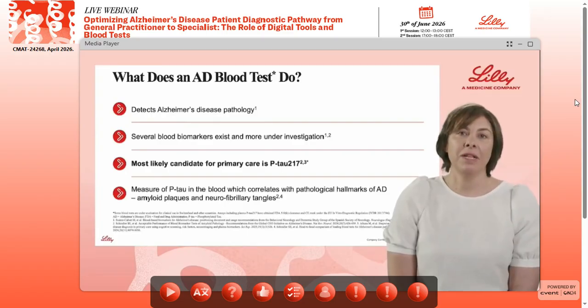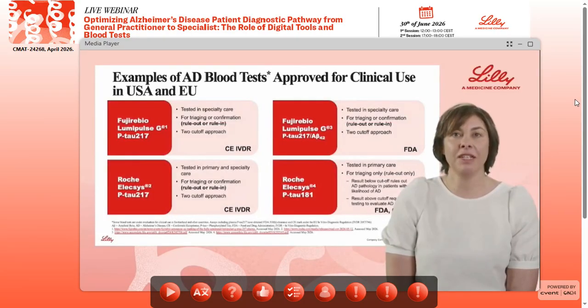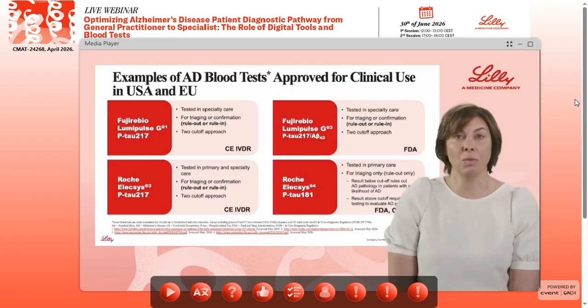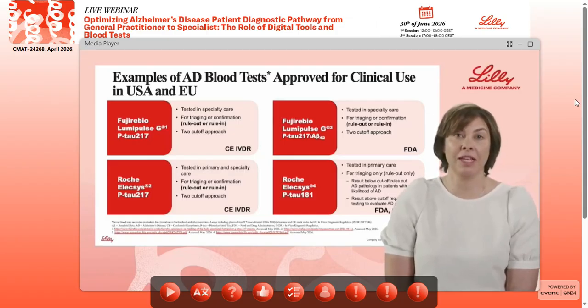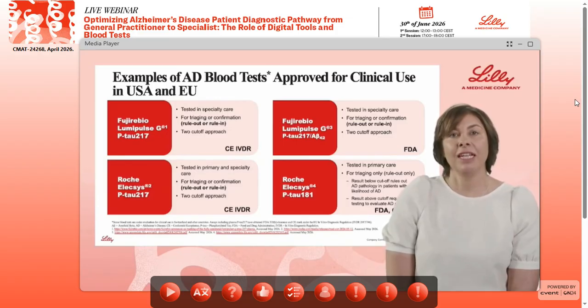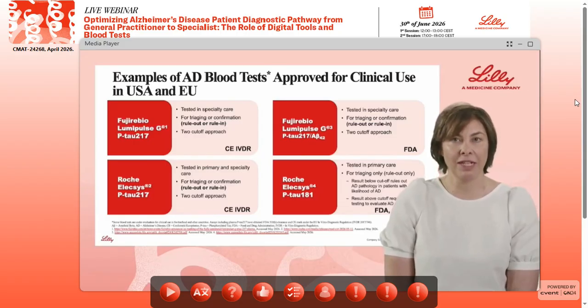So what kind of blood tests are available? You can see on the screen that several blood tests have actually been approved around the world. And it's really important when you're using any blood test that you know which one is available for you in your area and what they're actually testing. There are two tests available, so there's the p-tau217 and the p-tau181, and they actually are doing slightly different things. So before you use these tests, you need to know which one is performing what things. So for p-tau217, it's actually looking at a confirmatory test, whereas p-tau181 is more of a rule-out test.